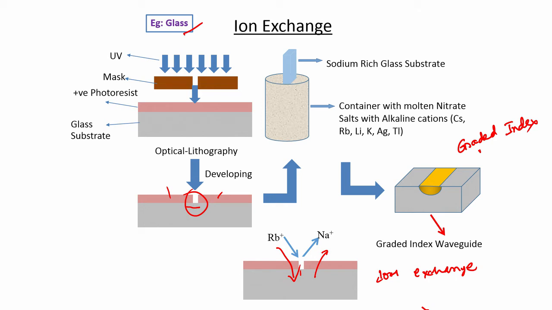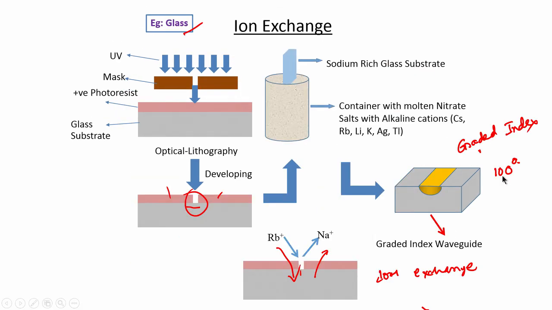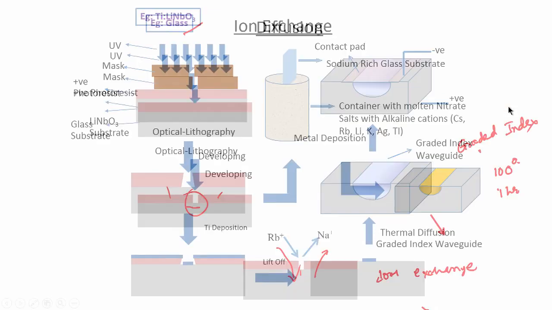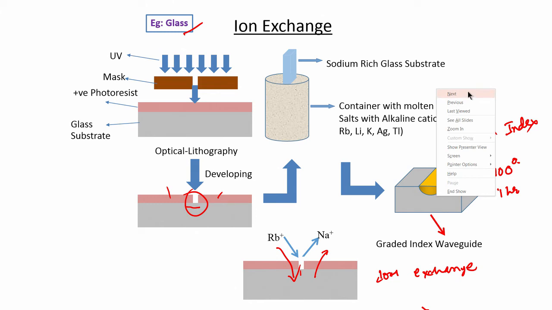So, typical temperatures are of the order of a few 100 degrees centigrade for about 8 hours, or in the case of glass waveguides you can go for 1 hour, less than 1 hour. So, it is not a very complicated process compared to others that we will see later on. Diffusion times are typically a few minutes to a few hours.